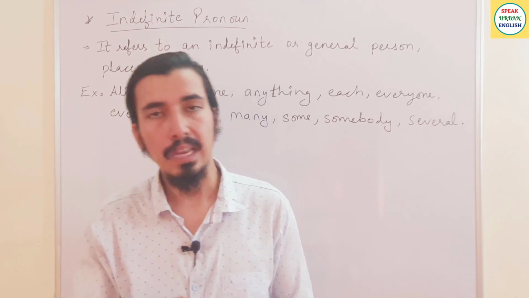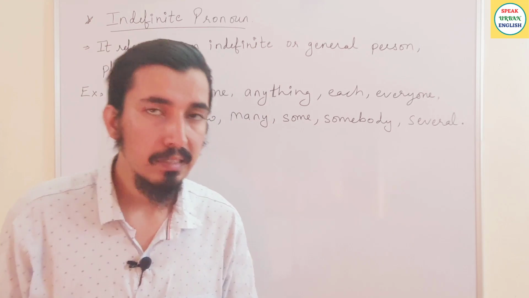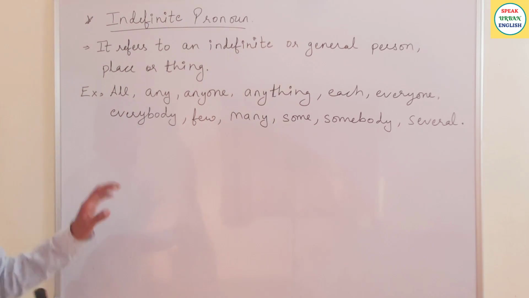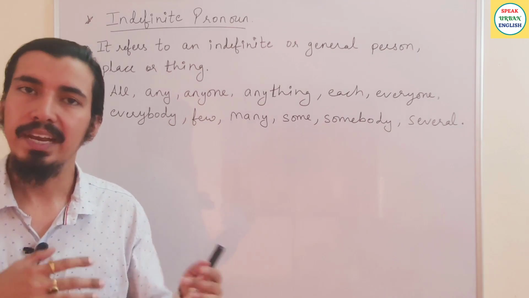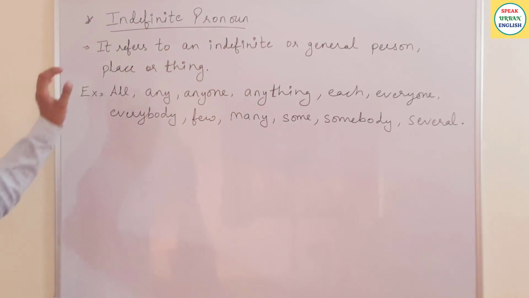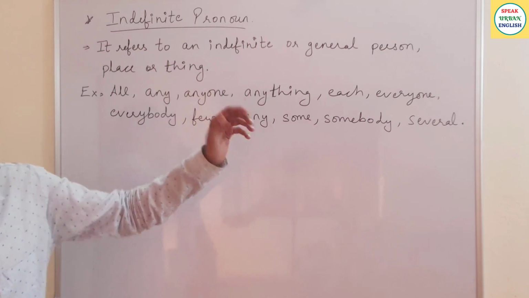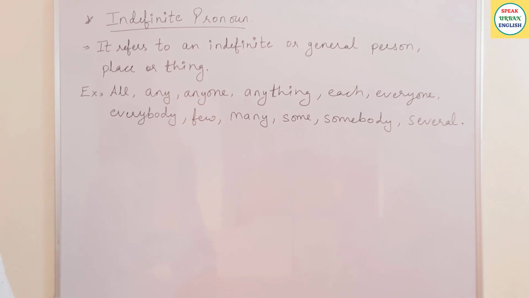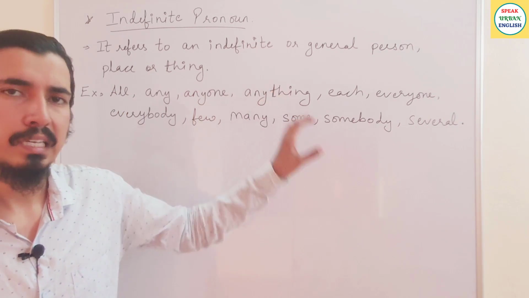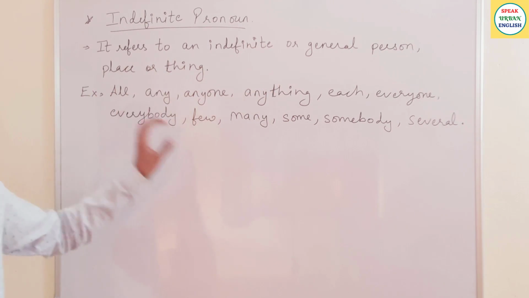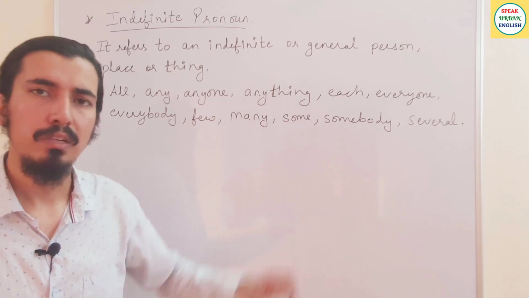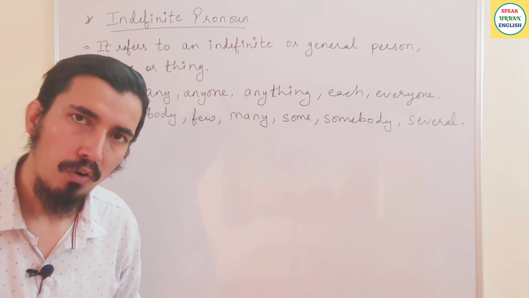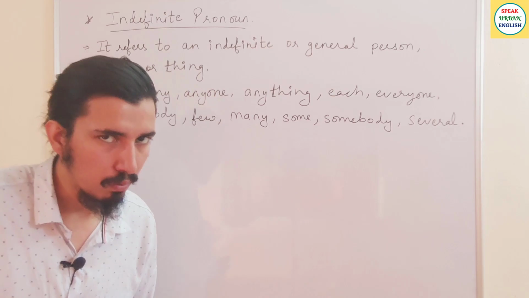So the next type of pronoun is, guys, indefinite pronoun. What? Indefinite pronoun, as it's clear from the name, it's indefinite. So the definition is, it refers to an indefinite, or you can say general, place, person or thing. Examples are all, any, anyone, anything, each, everyone, everybody, few, many, some, somebody, several. So these all are examples of indefinite pronoun.